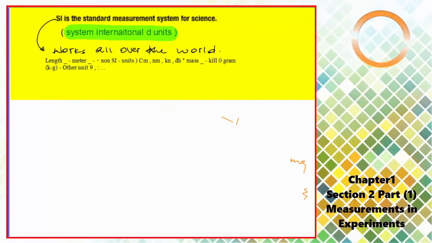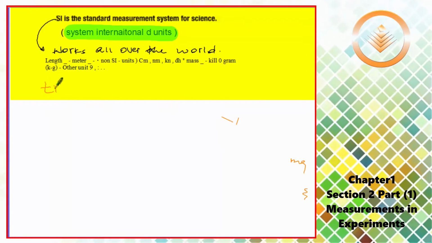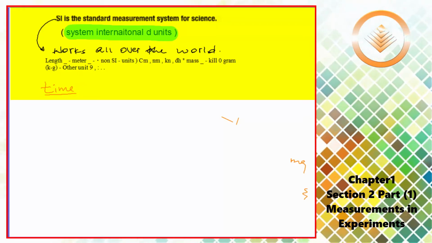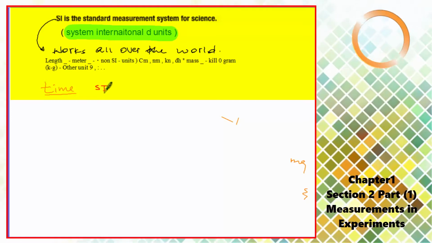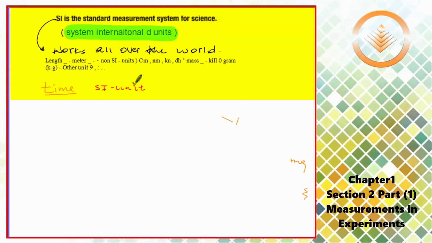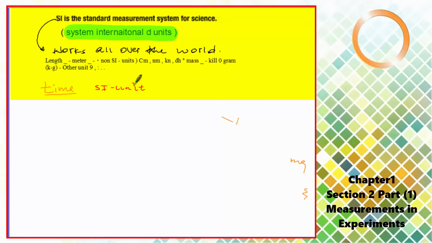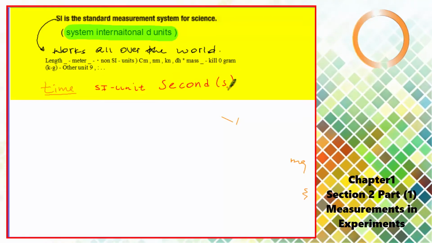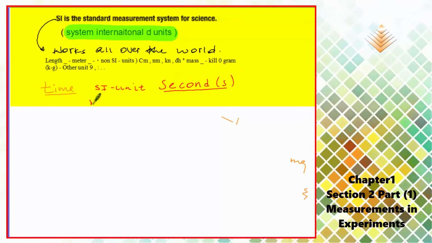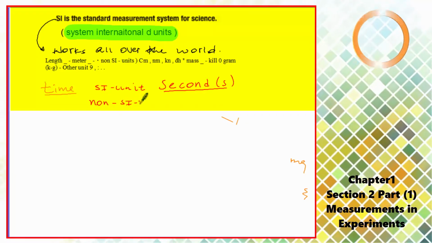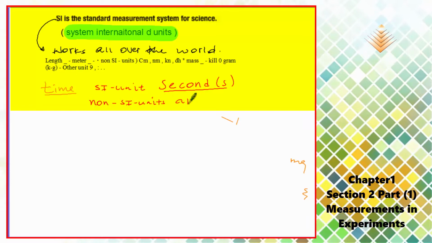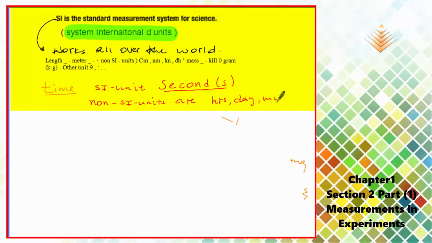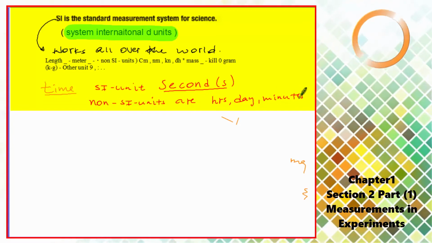Let's take time. Time is a physical quantity which is measured by its SI unit, second. Many students think that the SI unit of time is hour, but it's not hour, rather it's second. Hour is a non-SI unit. The non-SI units of time are hours, days, minutes, months, years, etc.